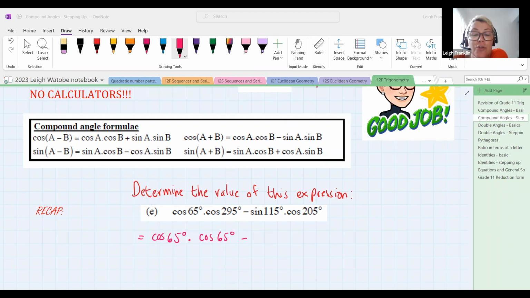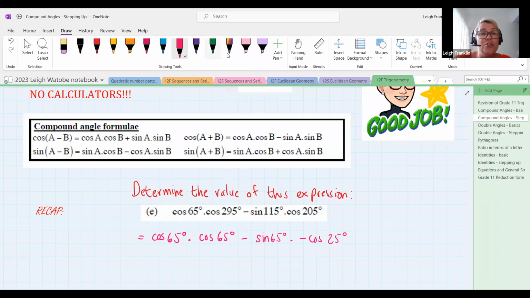So this would reduce to sine 65, multiplied by cos 205. 205 means we are in quadrant 3. Is cos positive in quadrant 3? No, it isn't, so whatever this reduces to, it's going to be negative. So negative cos, and we would do 180 plus, I beg your pardon, and that would leave us with 25.